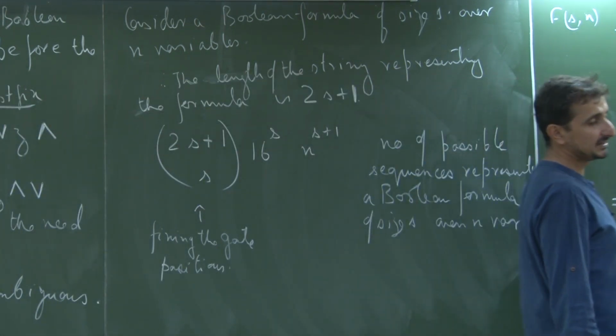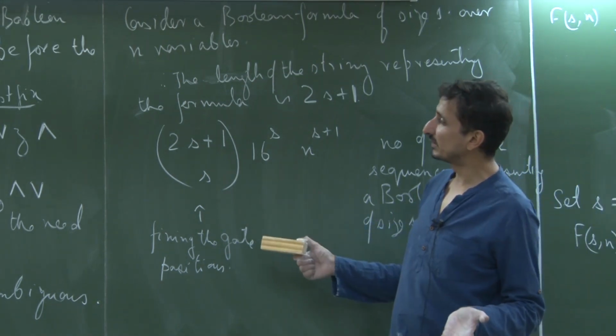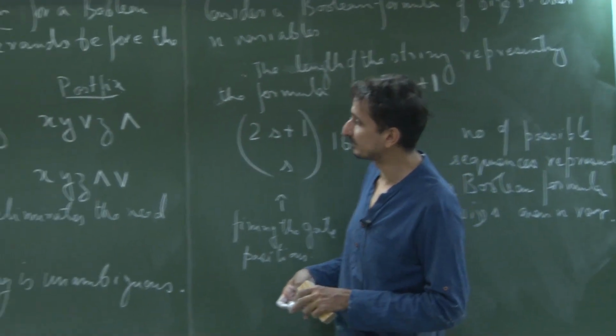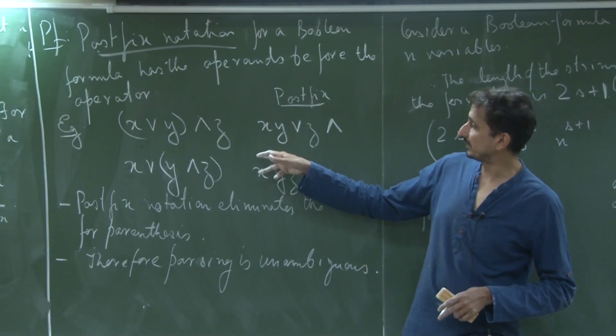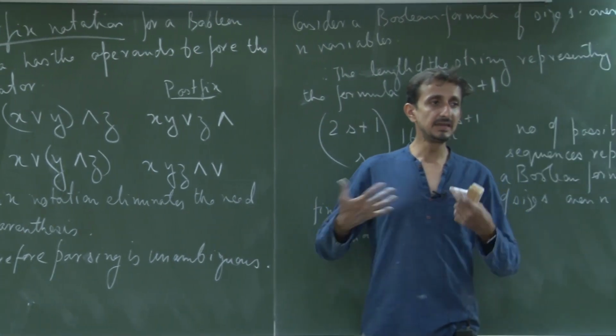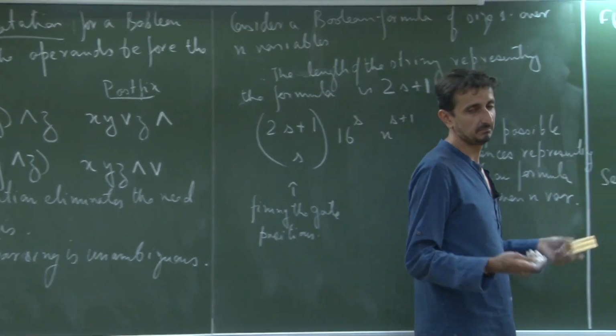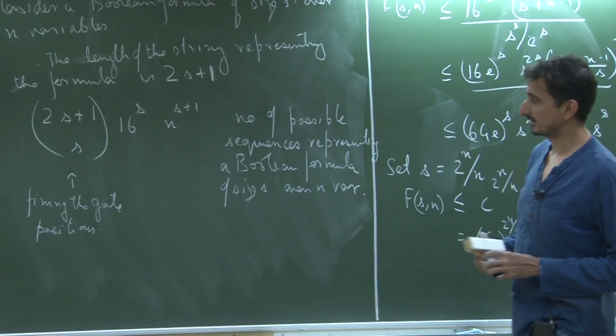Once again, many of these sequences need not correspond to a formula. For example, a sequence which begins with, let us say, or x y does not even mean anything in the postfix notation. We ignore such things. It is okay, we are just interested in an upper bound.